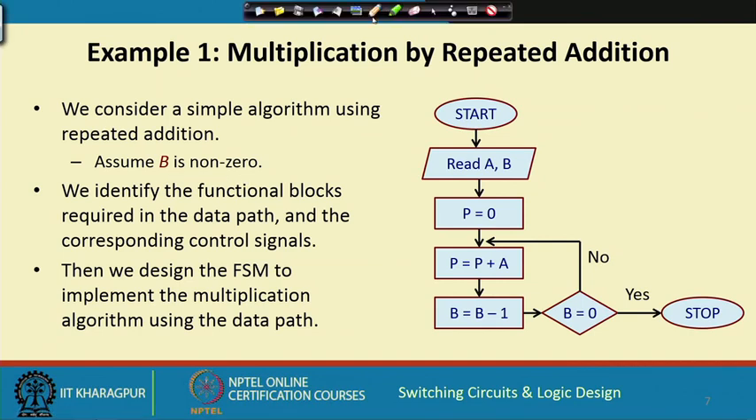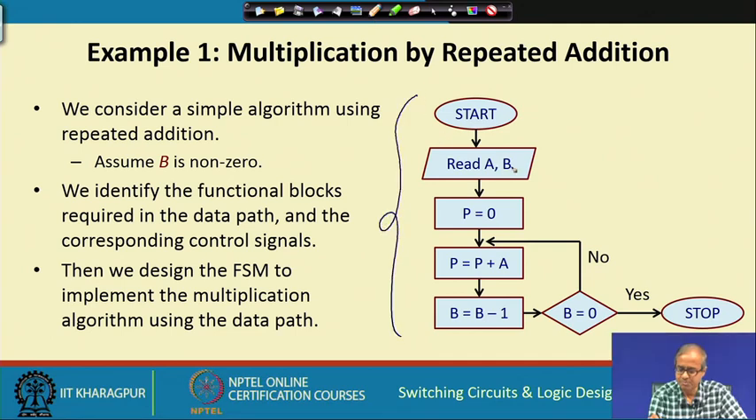The steps are explained in flowchart form like this. The two numbers are A and B, these are first given, and P is the final product which is initialized to 0. And in a loop, we continuously add A to P, P plus A, and the result we are putting back to P. And after every addition, we are decrementing B, and testing whether B has reached 0 or not. If it is not 0, we go back.